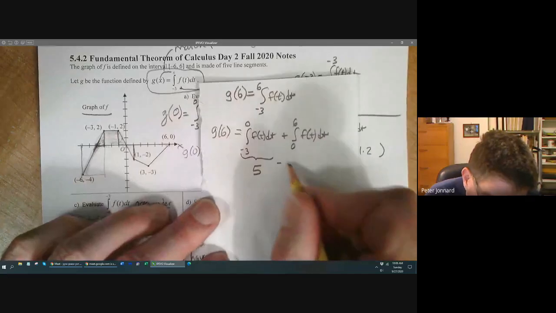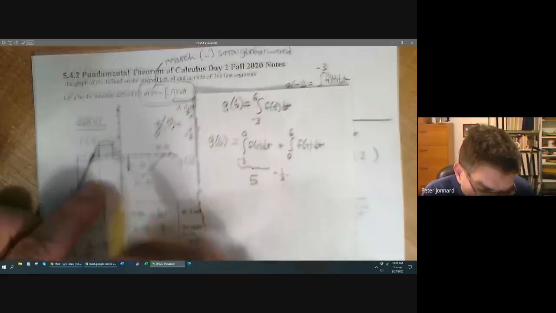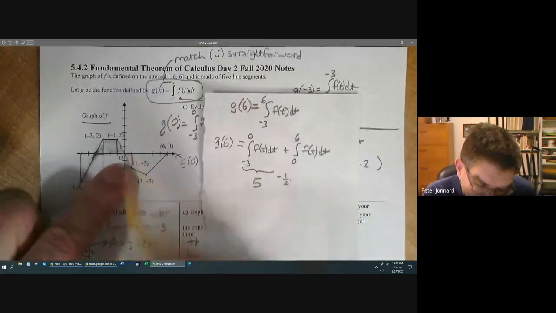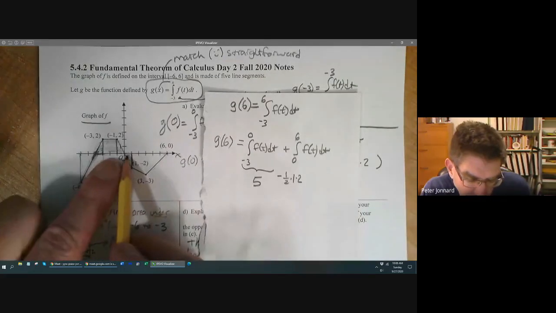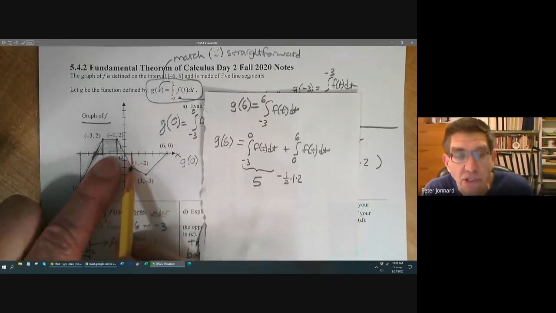I'm going to do -1/2 of its base times its height, 1 times 2. Okay. Some students prefer to say plus and make the height negative, which is also fine.